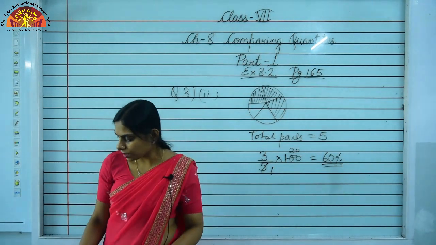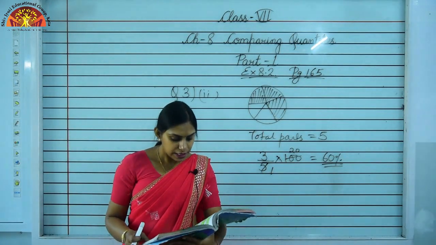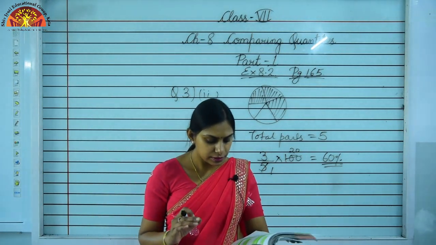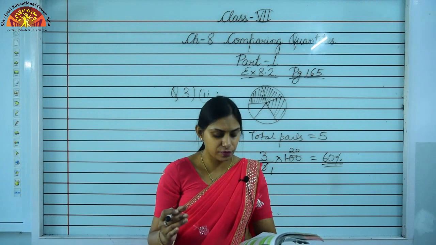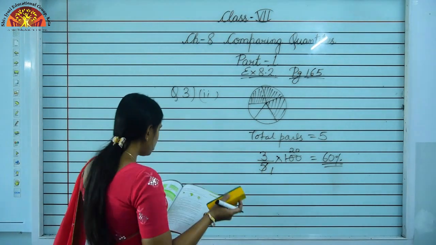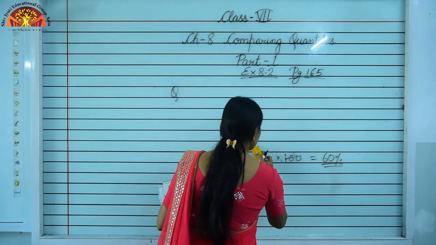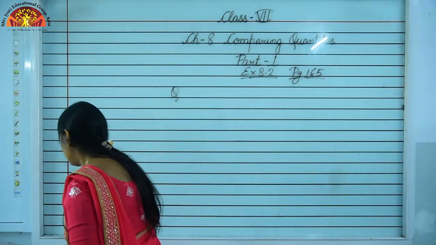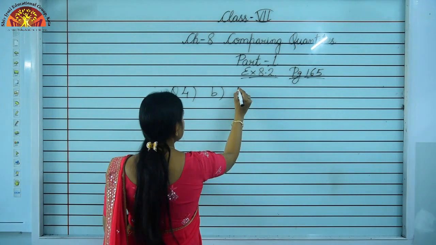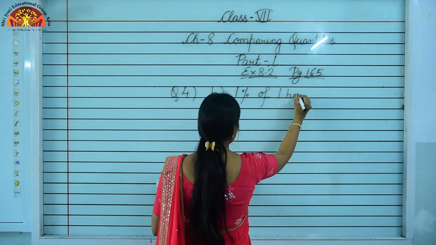Okay. Now you can just move to another question over here, children. That is question number 4. Now you have to find the percentage of something that has been given. It's very much easy. We'll solve the B part of it. Question number 4, B part, that is 1% of 1 hour.